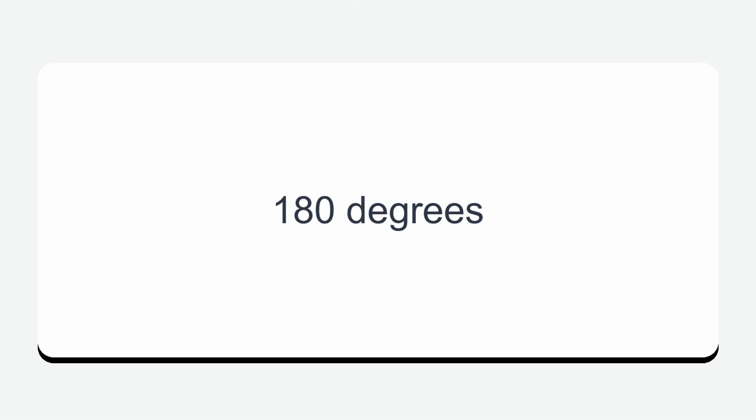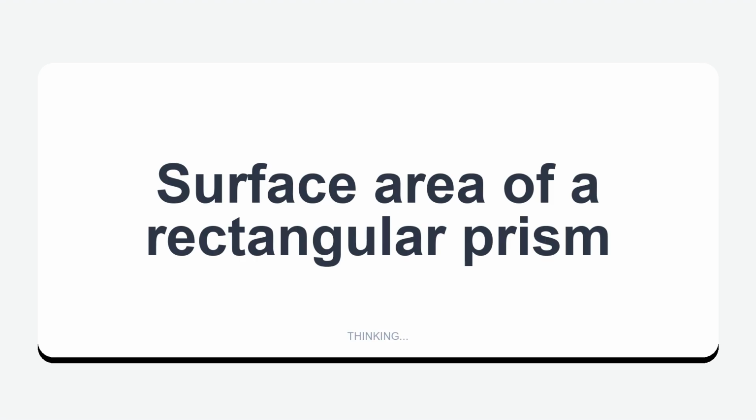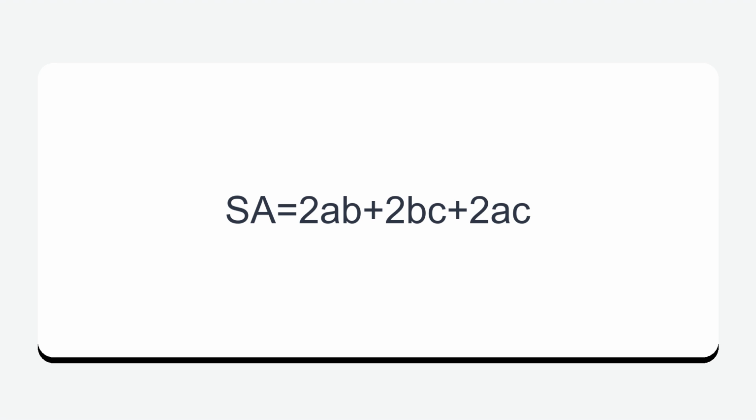Straight line (180 degrees). Surface area of a rectangular prism: SA equals 2AB plus 2BC plus 2AC.